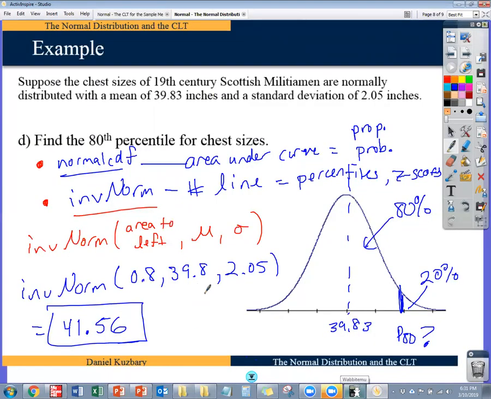So there's how to do that. This is how you do it. So this P80, we can now write down a value for it. This number on the number line, we weren't sure what it is, it's 41.56. It separates the lower 80% from the upper 20%.